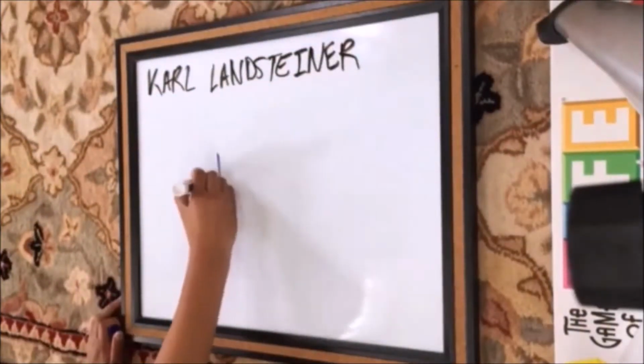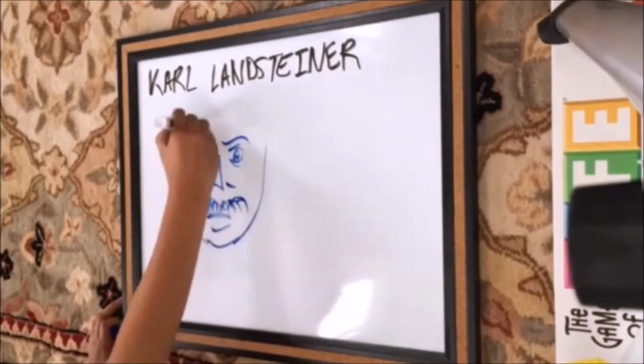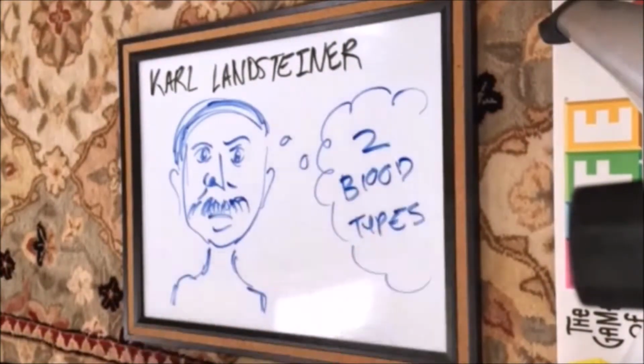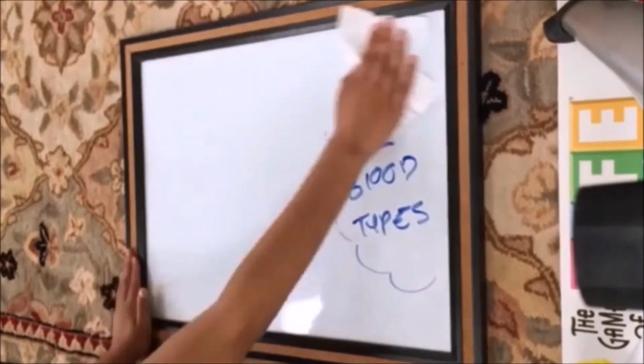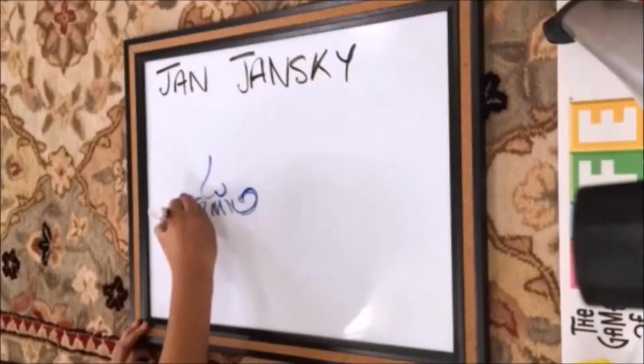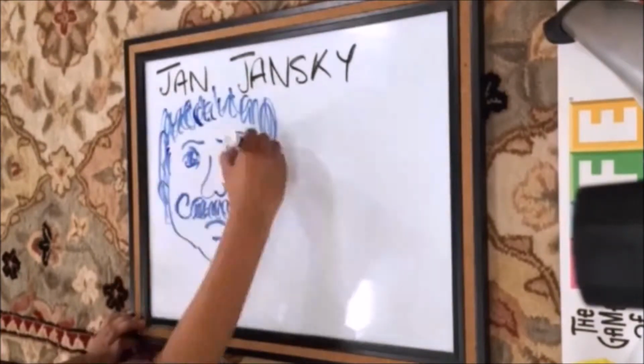The idea of different blood types was theorized by Karl Landsteiner. He identified 2 separate blood groups by observing blood transfusions. Janský was the one to divide the blood into the 4 groups we know today.